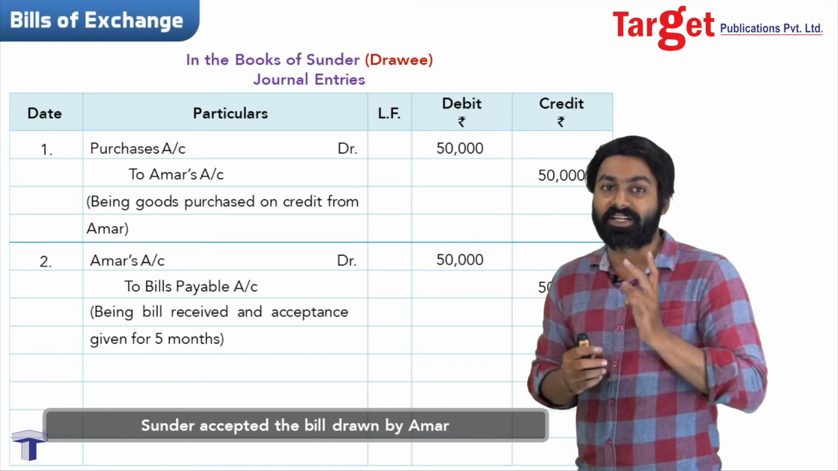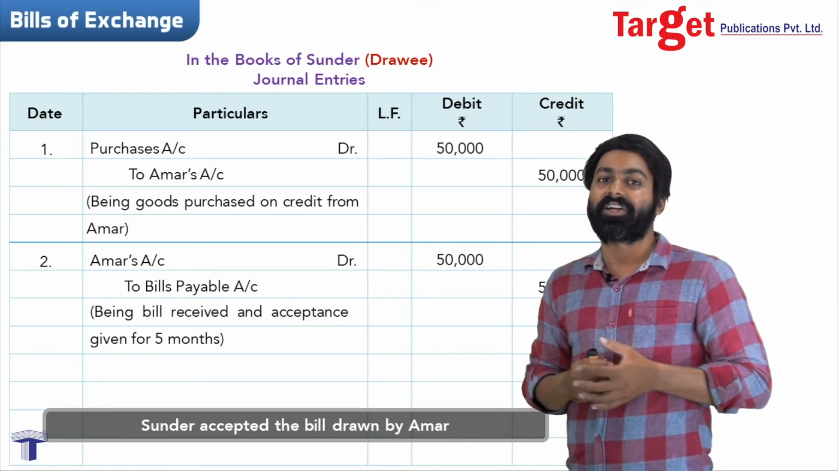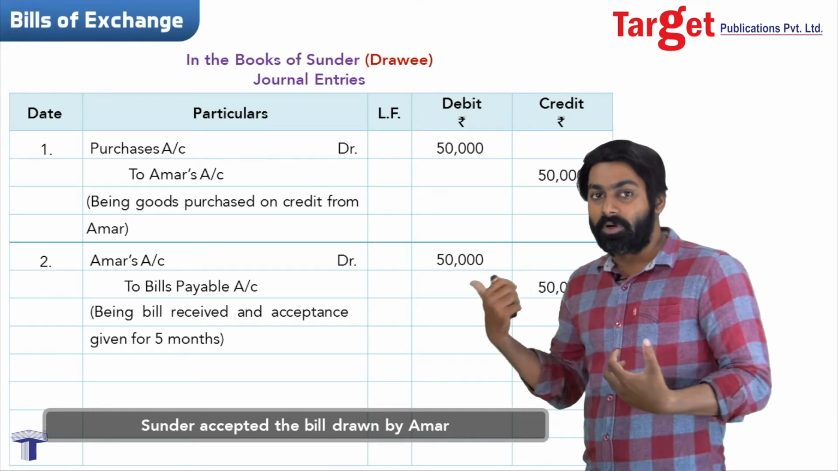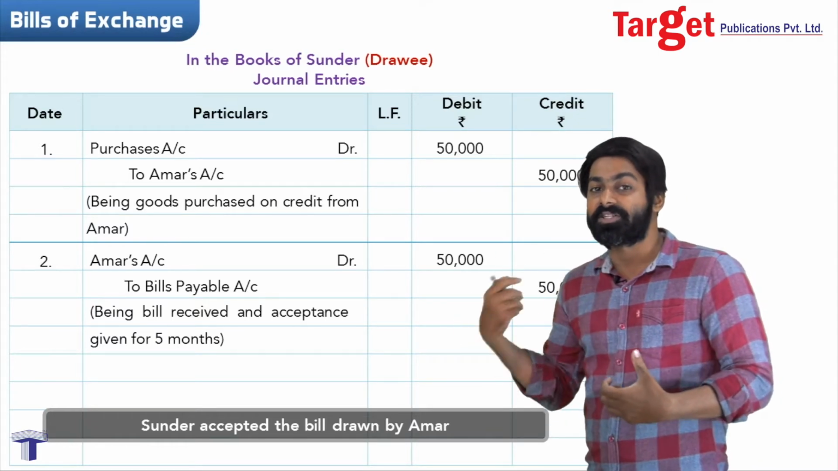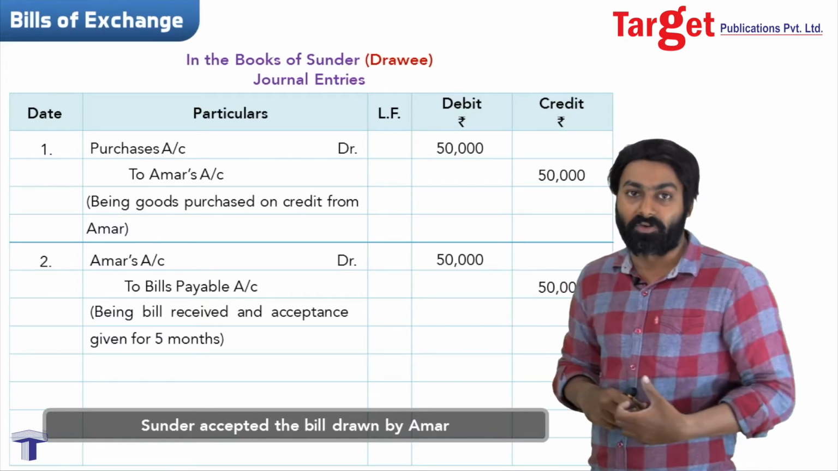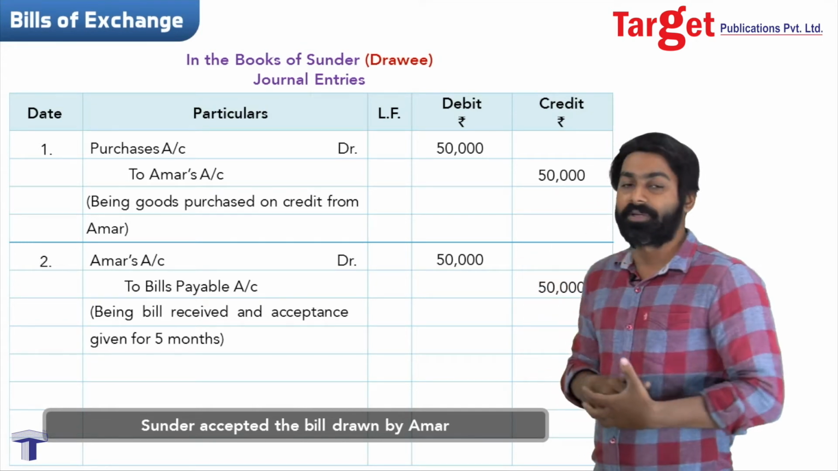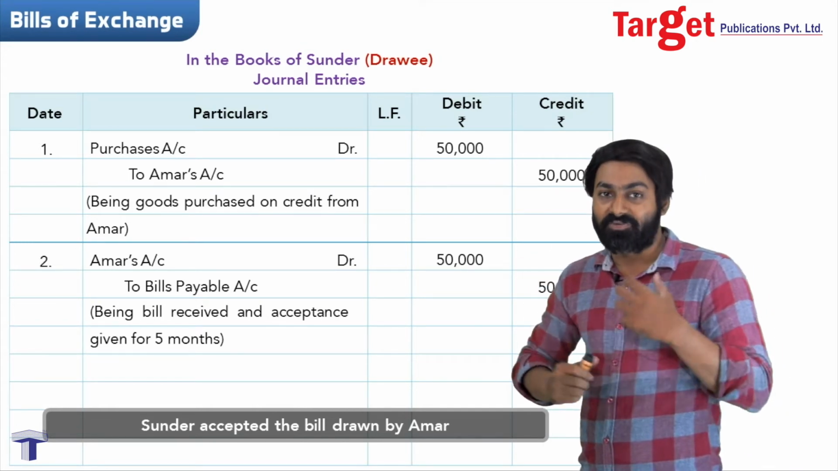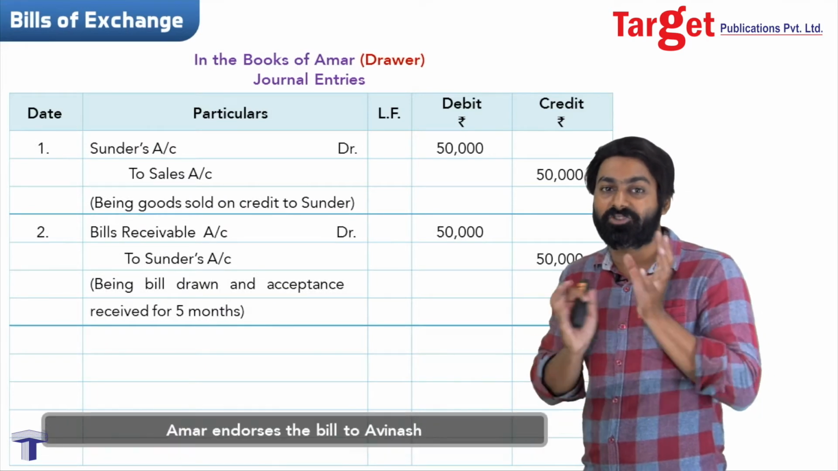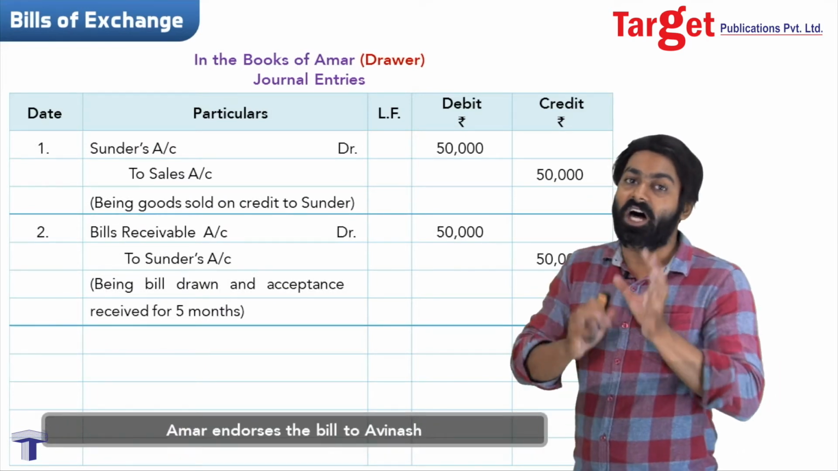So here you can see again for the same transaction there are two different entries in the different books. One in the books of drawer, the entry was Bills Receivable account debit to Sundar's account, and here in the books of Sundar the entry is Amar's account debit to Bills Payable account. After this, what happens? Amar endorses this bill in favor of Avinash.